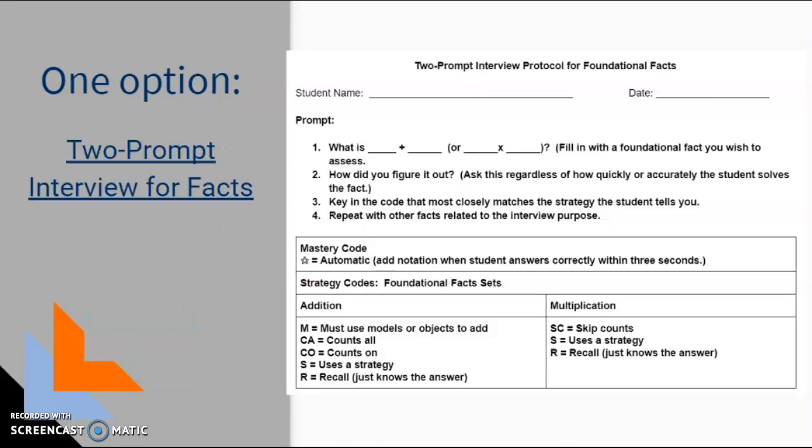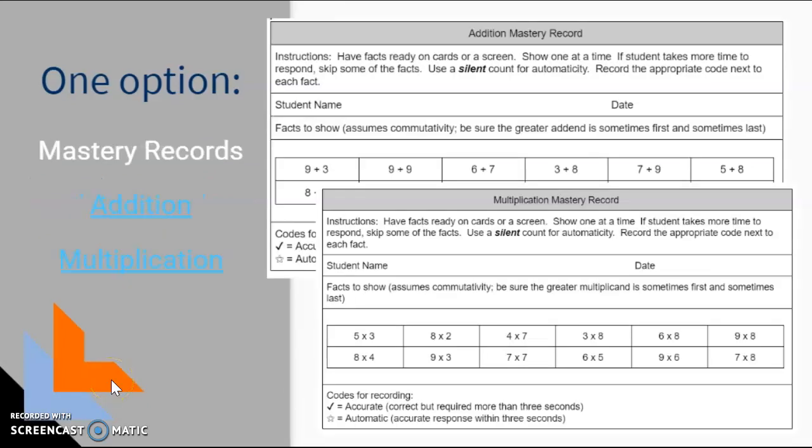There was also a two-prompt interview protocol that was presented at that session, such as the one seen here. In this type of interview, the student is asked a question, say for instance, what is 3 plus 2 or 4 times 8? After the student responds, we ask, how did you figure it out? This gives us the strategy that they're using to answer that question. Teachers can then record a code that most closely matches the strategy that the student tells you on the recording form.